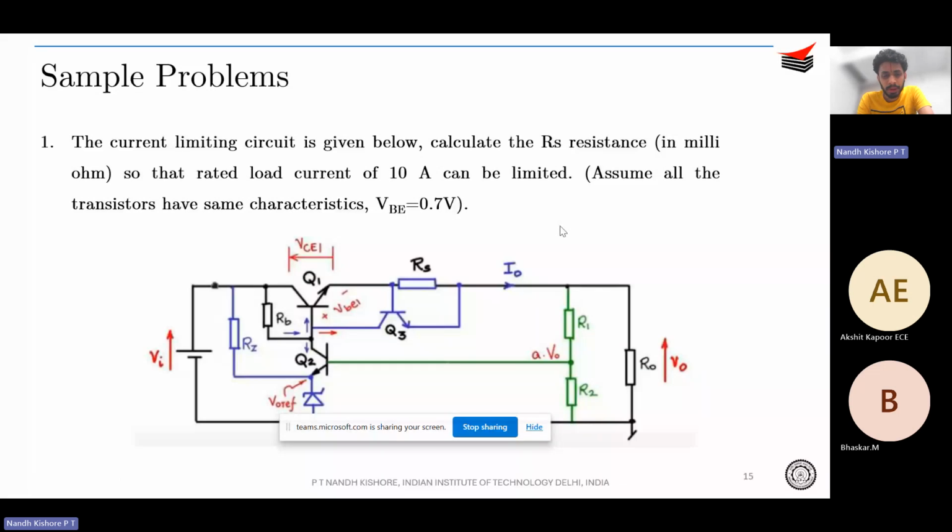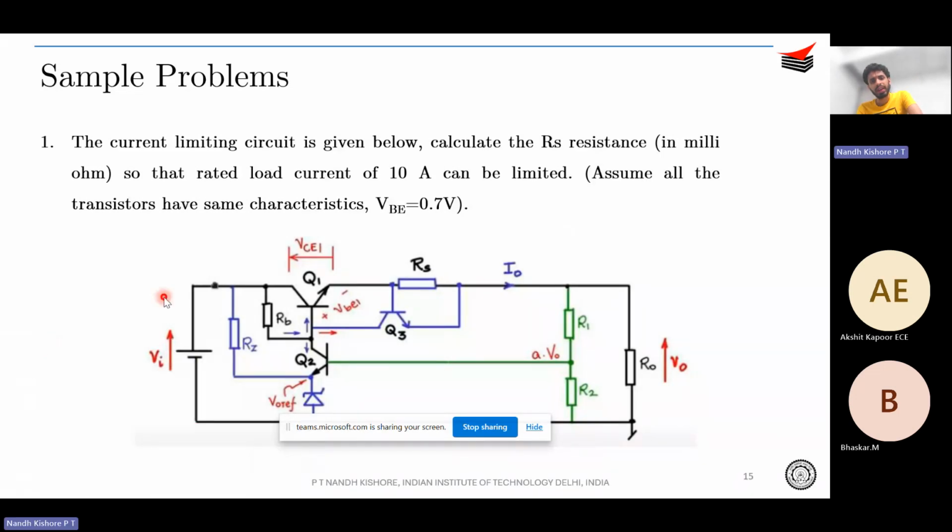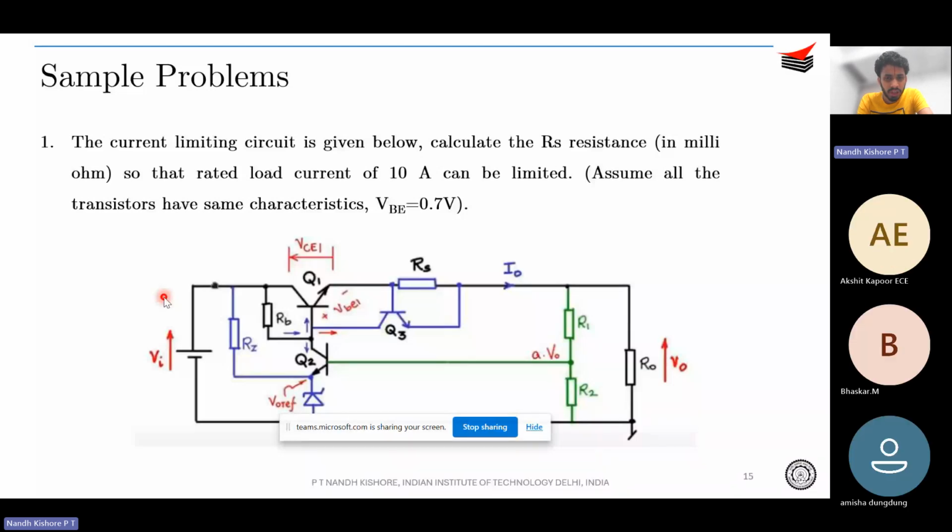So let's go to the first problem. Today we only have 12 problems, so it will be over relatively faster. So we'll just jump right into it. The current limiting circuit is given below. Let me take my pointer. Calculate the RS resistance in milliohm so that rated load current of 10 ampere can be limited.